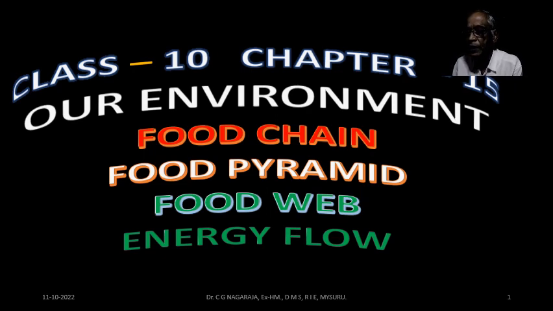In today's lesson, we shall see 4 important ideas that you should be able to understand and remember, not for the sake of examination, but for your own understanding of nature itself. One is food chain in the ecosystem. Food pyramid means what? Food web and energy flow. So let us try to know what are these things.